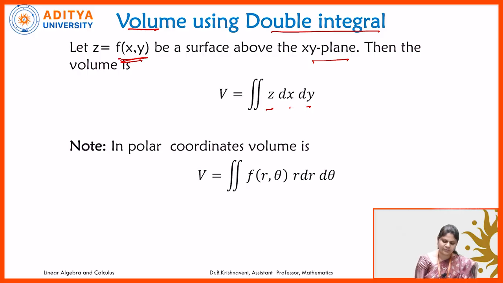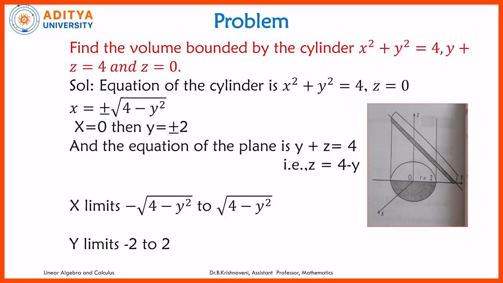So now the same in polar coordinates, the volume is given by the double integral of f(r, theta) r dr d theta. So now let us discuss a question on this. Find the volume bounded by the cylinder x² + y² = 4, y + z = 4 and z = 0.